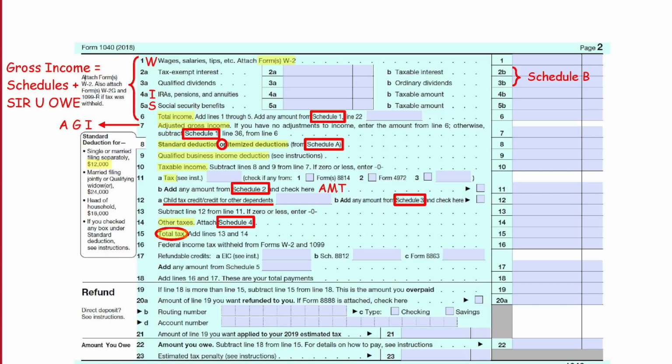Moving on to line 16, highlight federal income tax withheld. And this is from forms W2 and 1099. Now from W2, draw an arrow and write the employee, because Form W2s are issued by employers to employees. Whereas for Form 1099, draw an arrow and write independent contractor. So Form 1099s are issued by businesses to independent contractors.